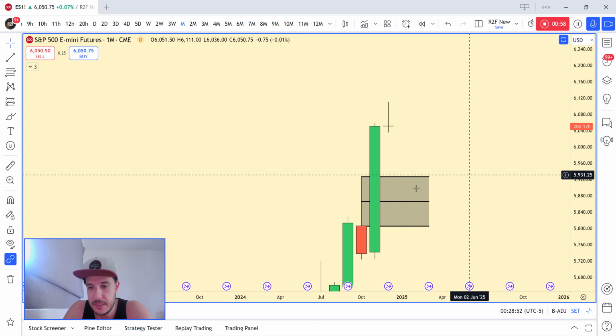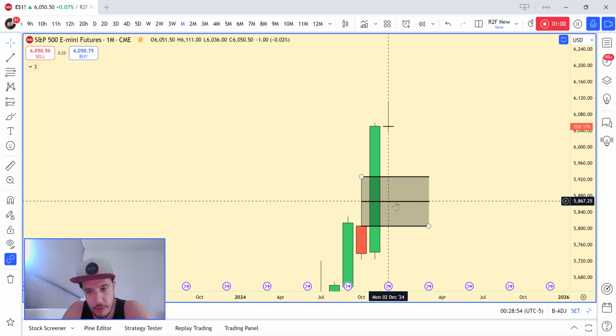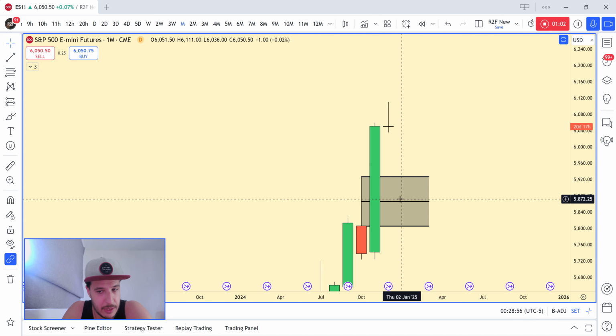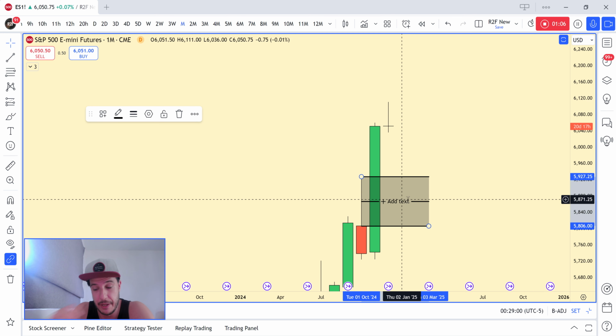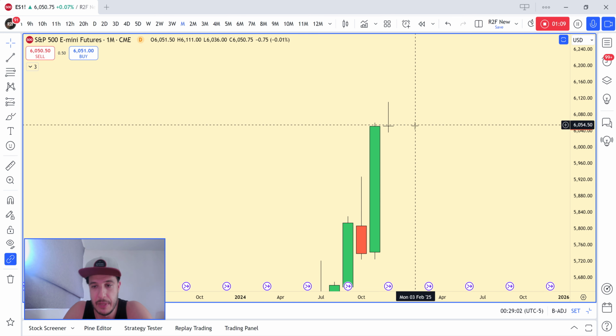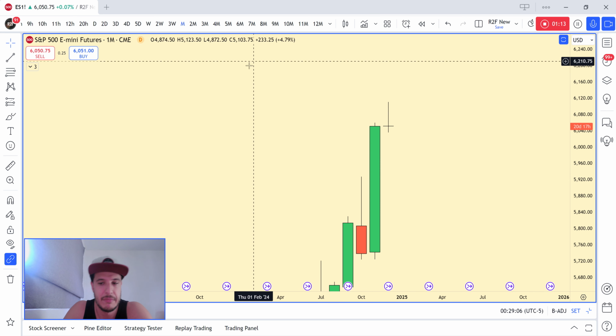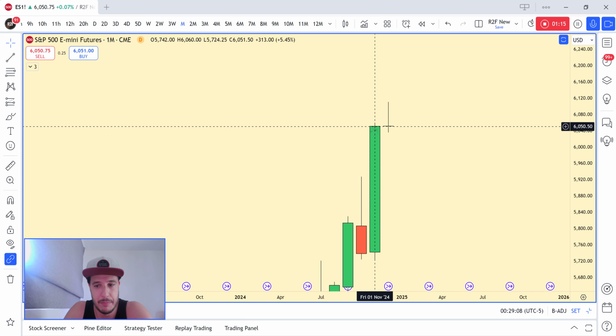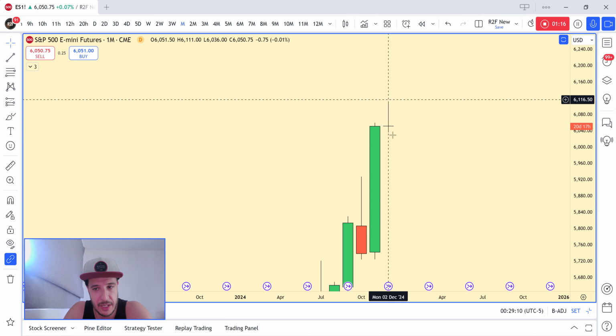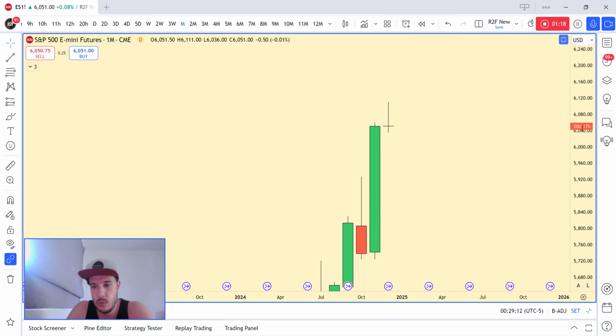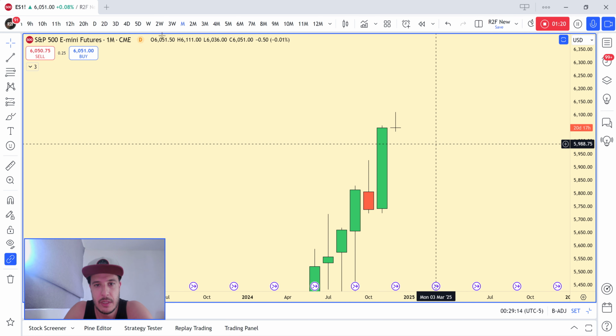So the wicks, you also mark consequent encroachment there. If I'm taking a short, I would definitely take partials there, right? But I'm not going to take a short just based off of this monthly time frame. Okay, we got this nice order block, but such a bullish close and an up move first. We'll see, right? We'll see.